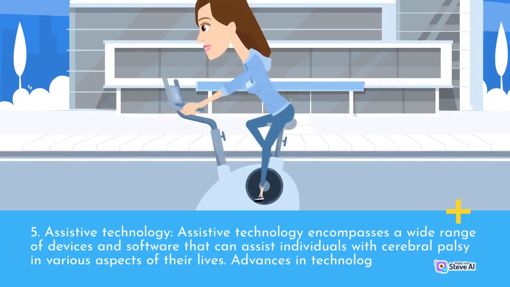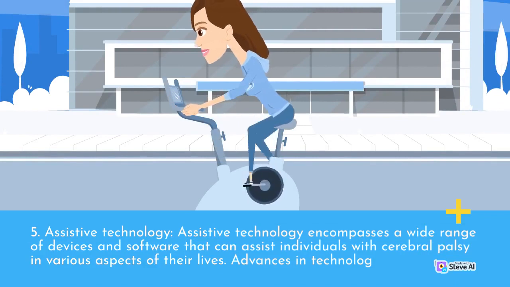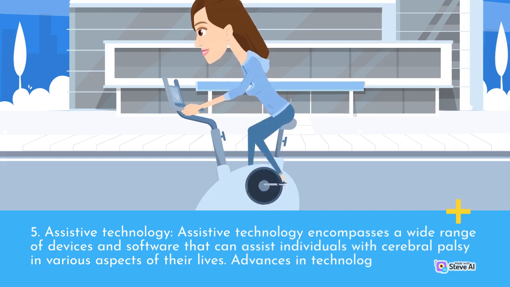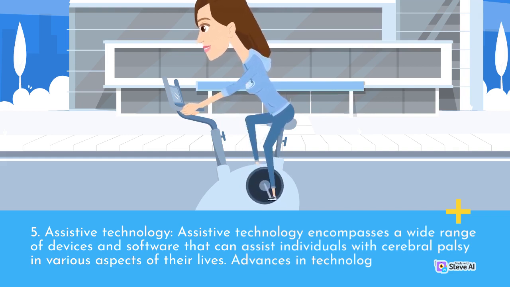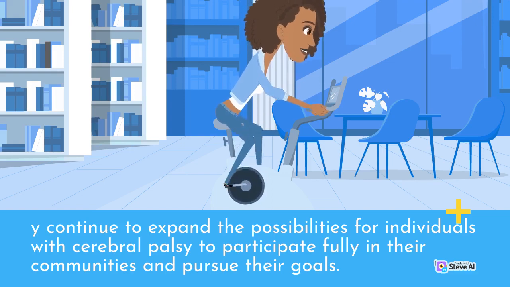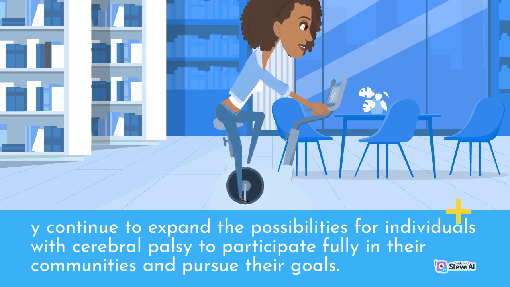5. Assistive technology. Assistive technology encompasses a wide range of devices and software that can assist individuals with cerebral palsy in various aspects of their lives. Advances in technology continue to expand the possibilities for individuals with cerebral palsy to participate fully in their communities and pursue their goals.